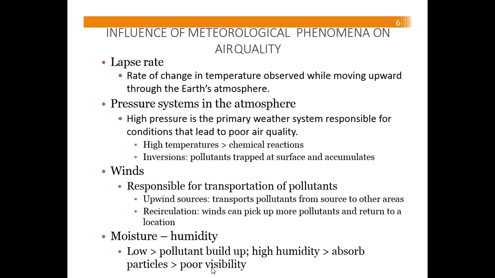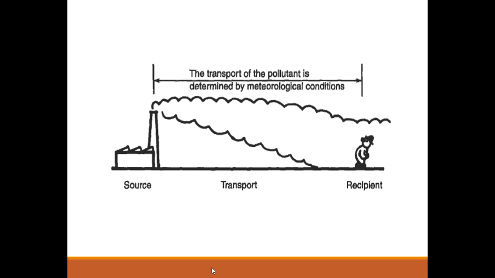Alright, so these are some of the reasons why we would need to be concerned with what kind of levels of humidity we have in our atmosphere. So here, this schematic just gives you an idea of the various components involved in the transportation of pollutants. So here we have our source of our pollution. Imagine this is an industrial plant. We have the recipient, which is you.